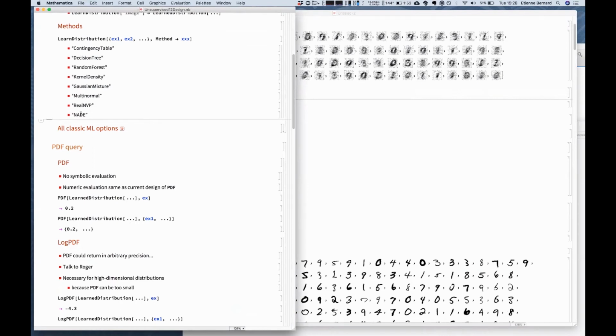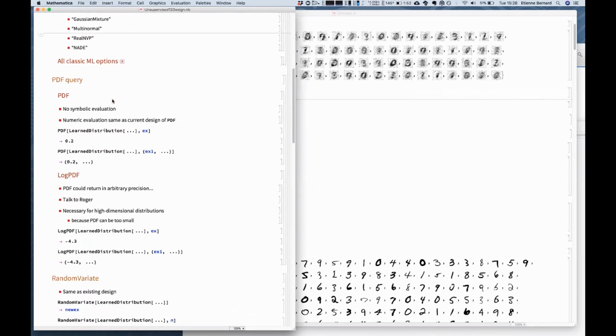What's very important is that since they can all compute the PDF, we can compare them. Comparing a GAN with a Boltzmann machine is hard. Okay, let's keep going here.